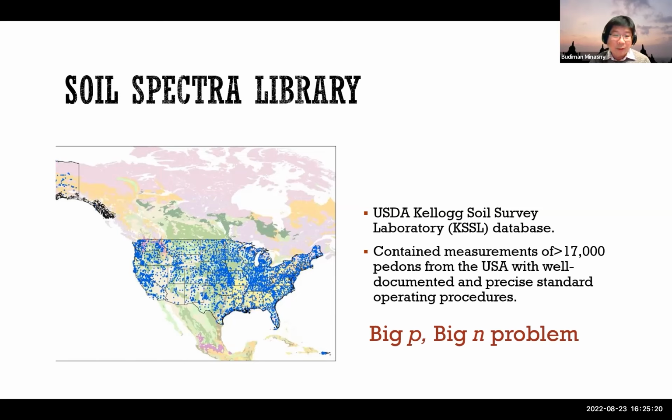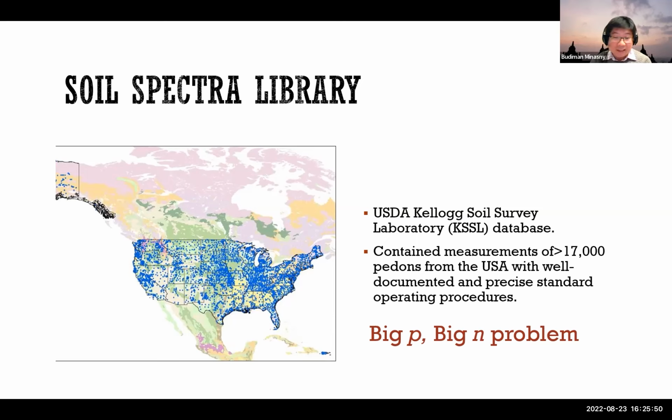Particularly the one we work with is the USDA Kellogg Soil Survey Laboratory. They have been doing soil survey for the past, I don't know how many years, 50, 60, maybe 80 years. And each time they collect samples, they preserve and store the samples, and the samples are available in the archive. So now they went back to the archive and scanned all those samples. Now we have a soil spectral library.